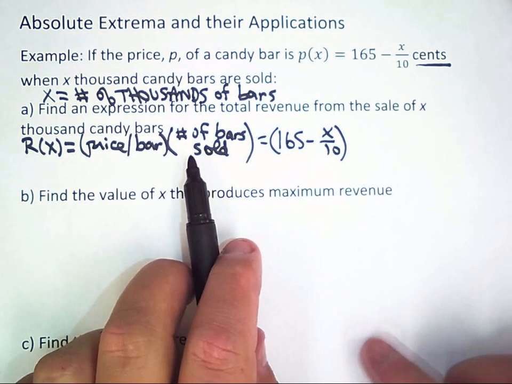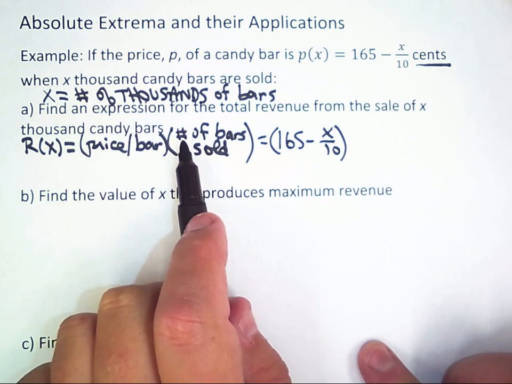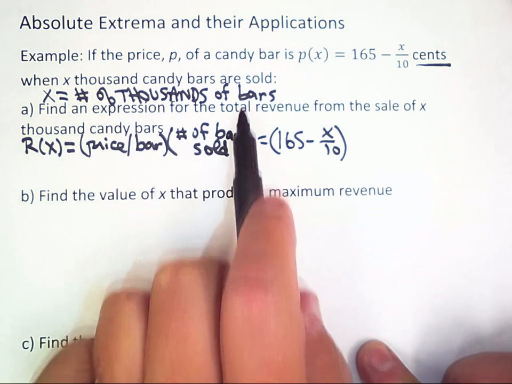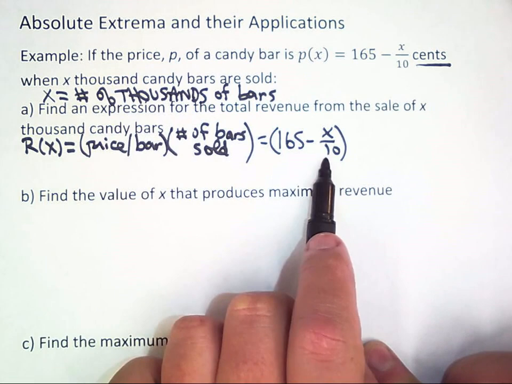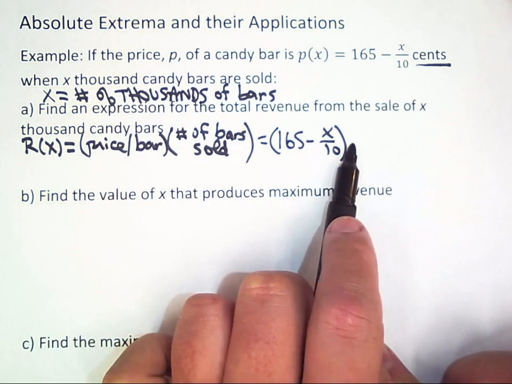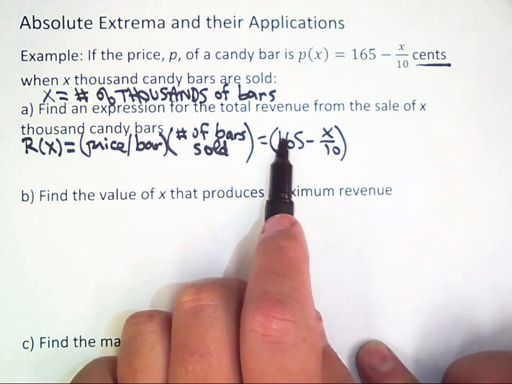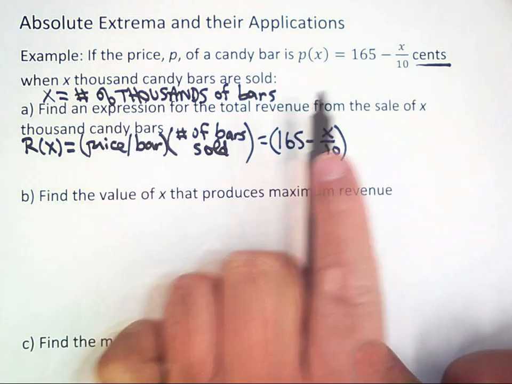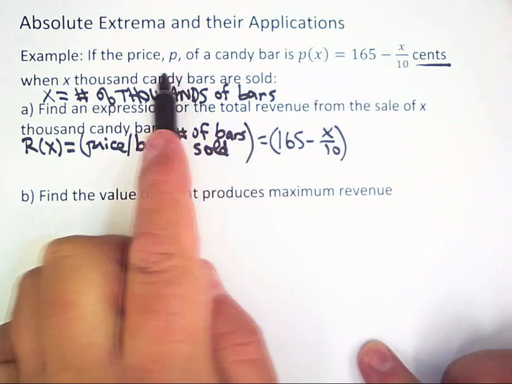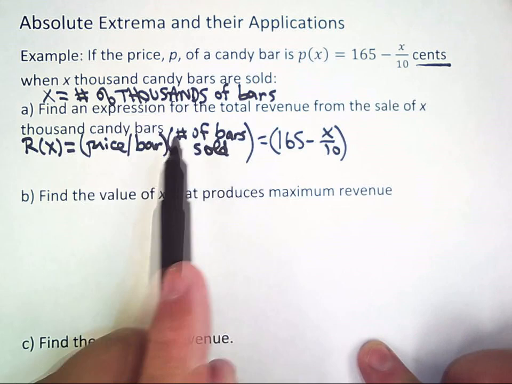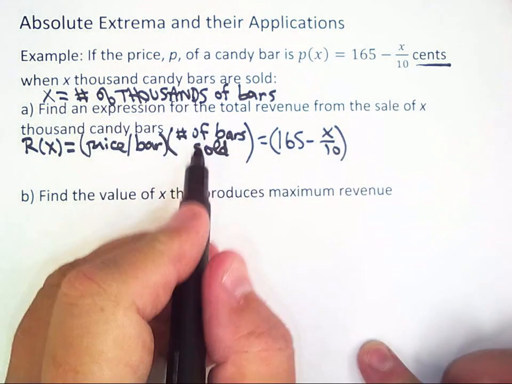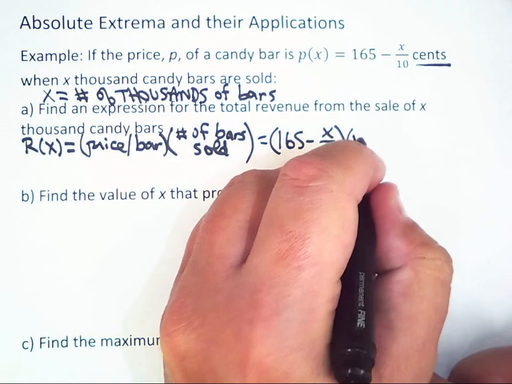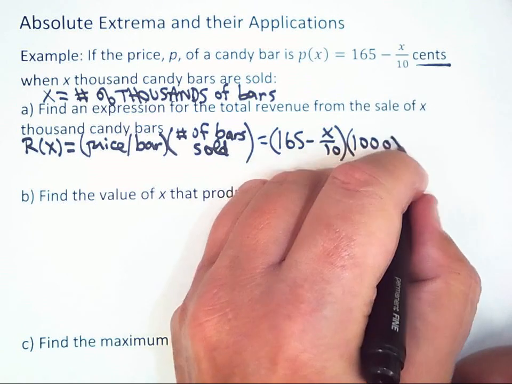Here's the part I'm worried about you getting confused on. It says the number of bars sold, but X is in thousands of bars. This is the price per bar. If I just write X here, then I'm saying that's the price for every 1,000 bars, but that is not what it says. P is the price per candy bar. So if X is the number of thousands of bars, the number of bars sold is not X, that's X thousands, it'd be 1,000 times X.